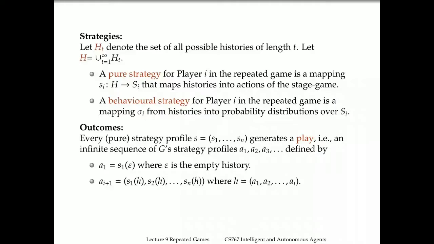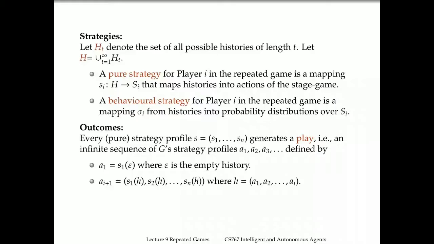Right. So every strategy profile, and here we're talking about pure strategy profiles, generates a play in the game, and the play will determine an infinite sequence of strategy profiles, which forms a history. And it is defined in this way, where A1 is equal to the action that the first player takes at the root of the tree. So epsilon is the empty history. So that's the root of the tree. And if you have any history A1, A2 up to AI, then AI plus 1 will be those actions that are specified by the strategies S1, S2 up to Sn on that history H. Right?